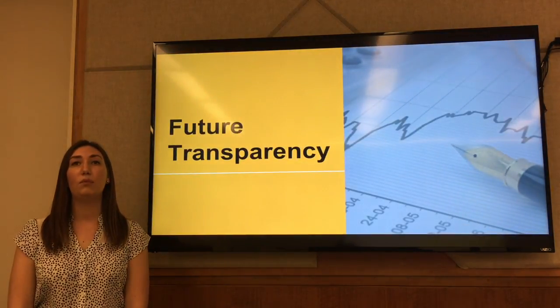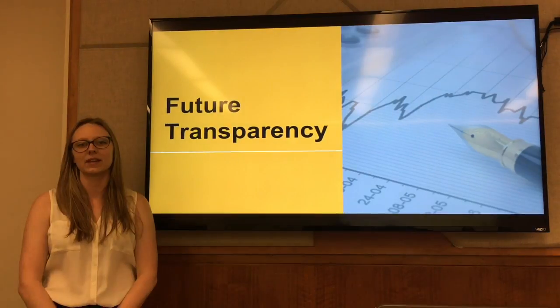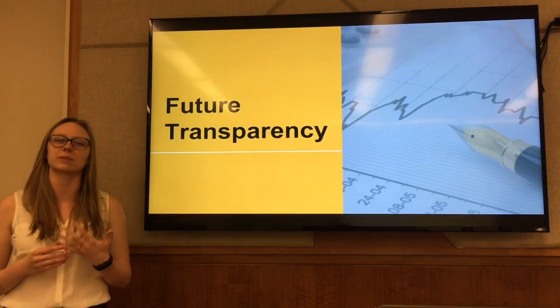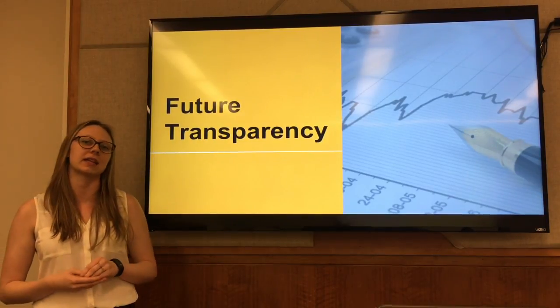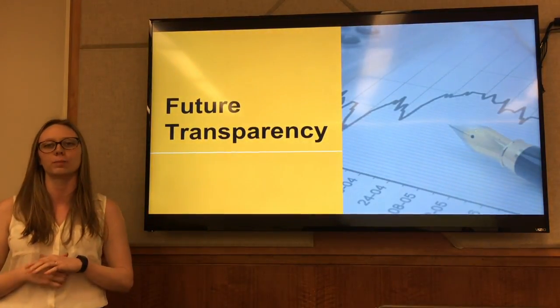Now I'm going to hand it off to Maggie to talk about future transparency. So the last thing that we want to touch on is the transparency that we think Caterpillar should uphold throughout this entire process, not just as it implements it in Latin America, but potentially throughout the entire globe.